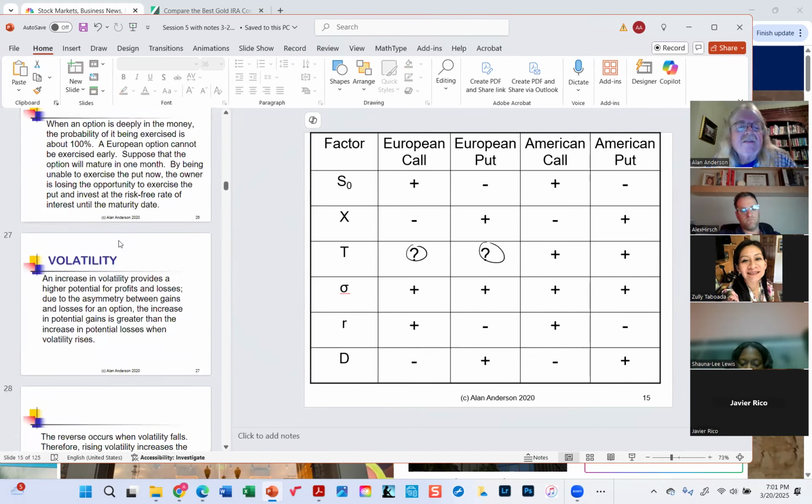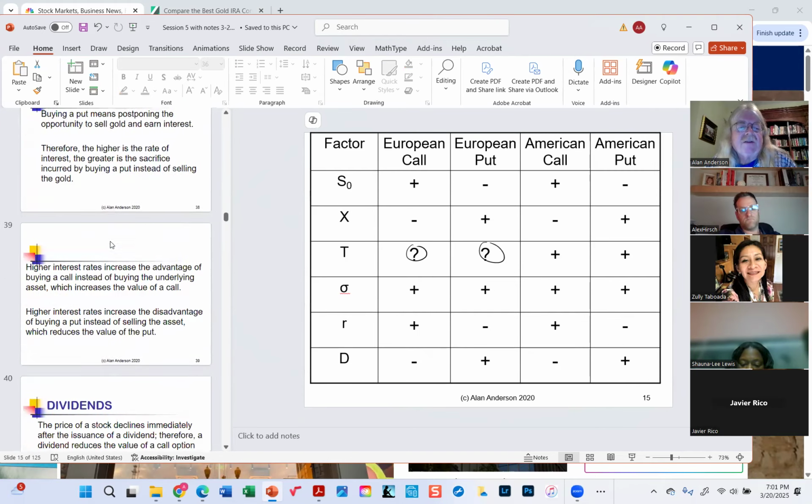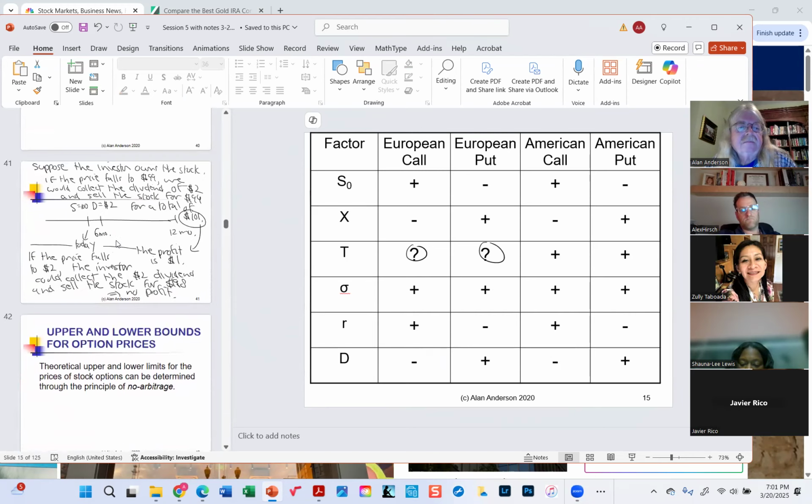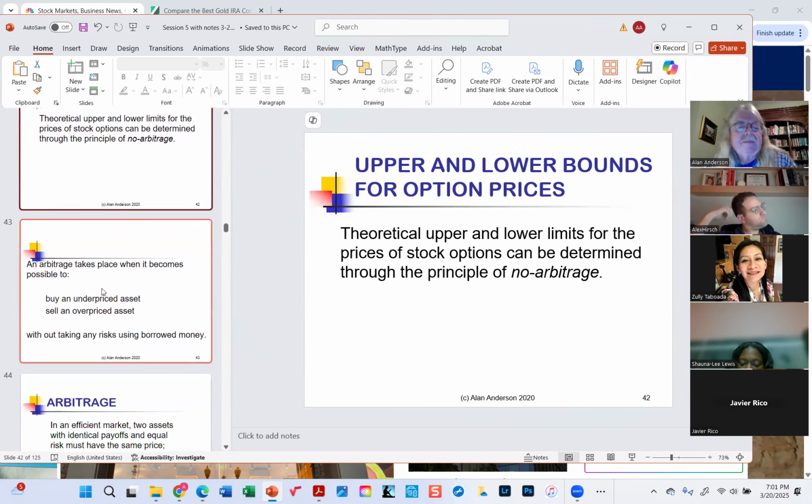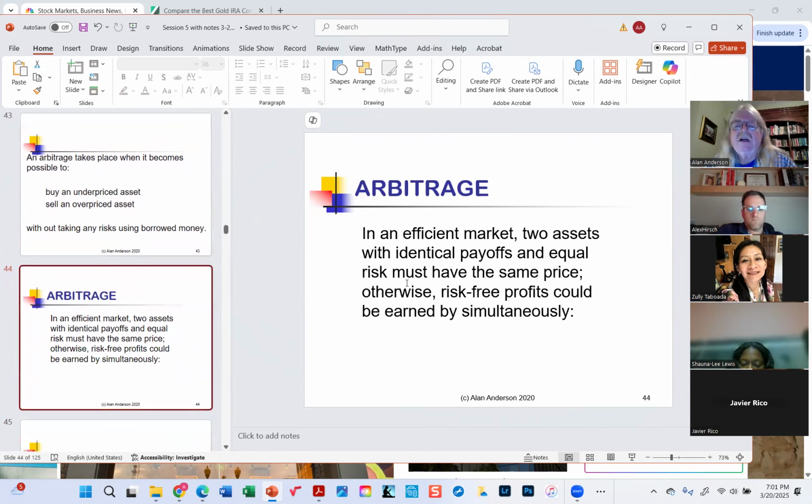All right, so I think we get these factors rather. Now we're going to look at some interesting results. These are more theoretical results. Now, all of this discussion leans very heavily on the concept of arbitrage.